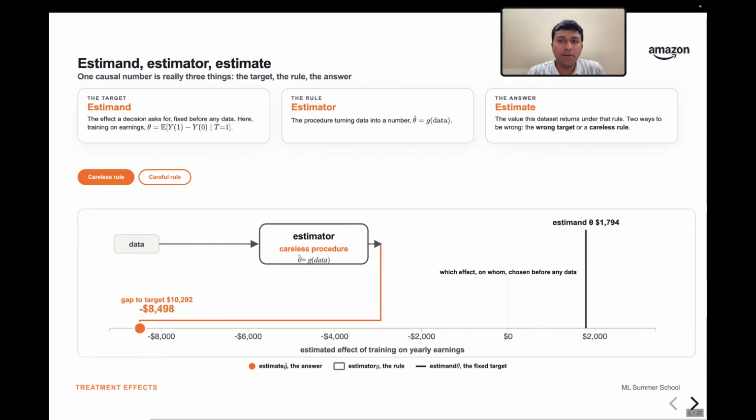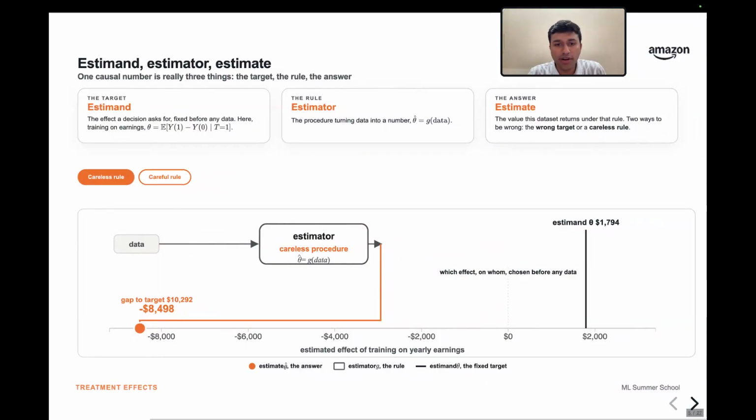And the estimate is basically the final number that we are actually coming up with, right? So as I was mentioning, you have a question that you want to answer, which is basically the estimand. You have a technique of answering that question, which is basically the estimator, and you have the final answer that you get from it, which is basically the estimate.